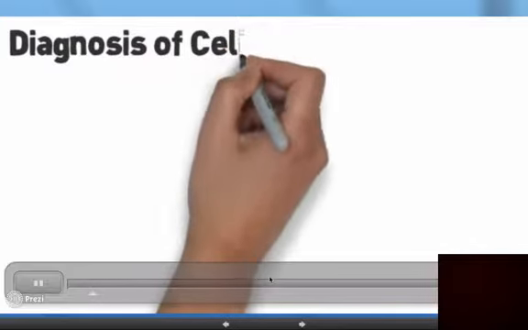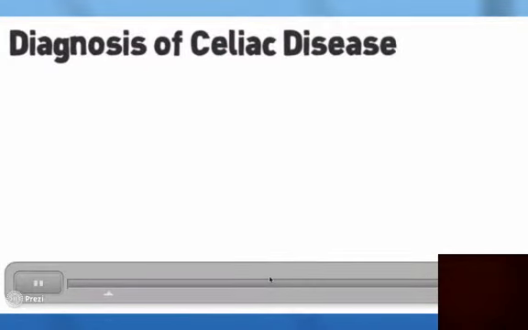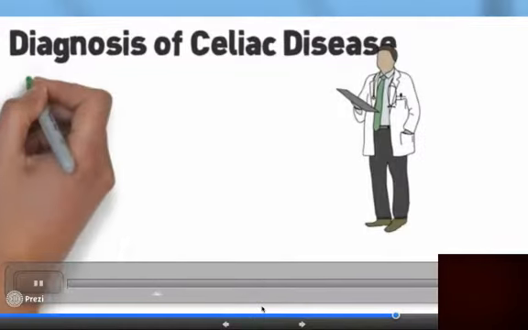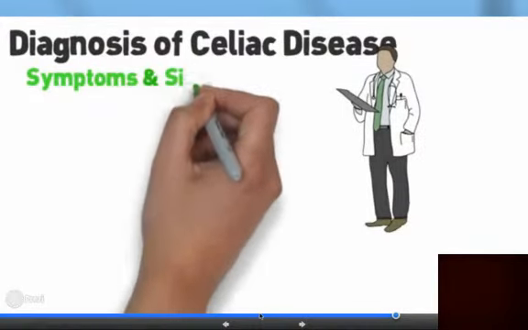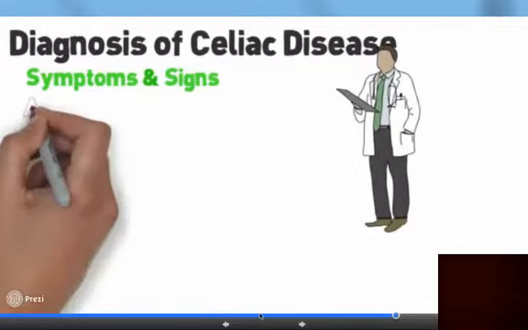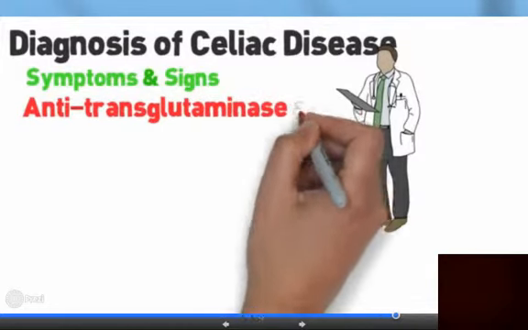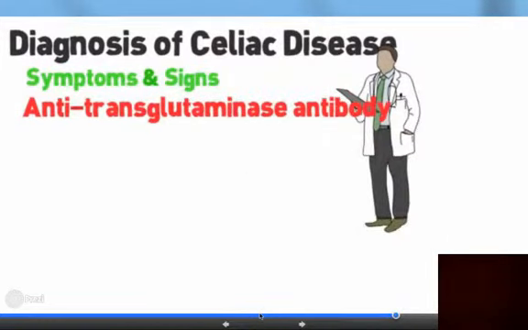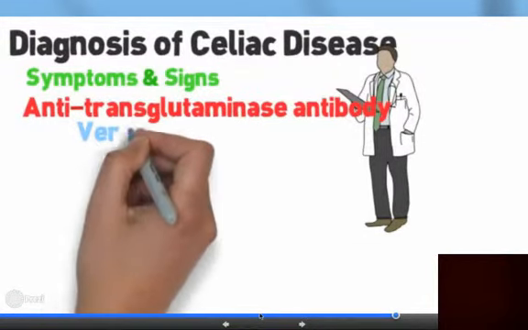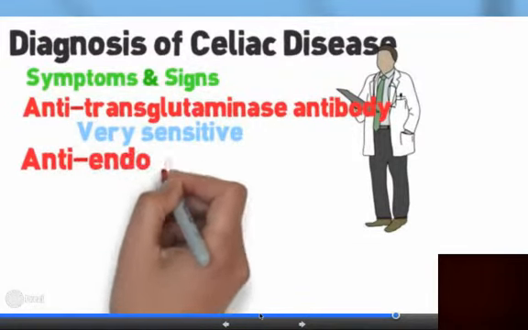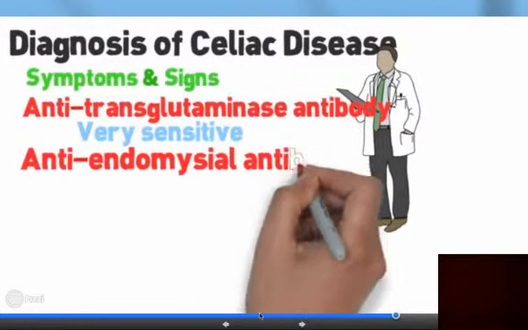Now, how do you diagnose celiac disease? Well, celiac disease is diagnosed first off by what symptoms you have, just to see what's causing this and what your symptoms could be related to. And your doctor should take a thorough history and do a thorough physical to try to assess whether you have celiac disease or not. In addition, we can get antibody studies, so an anti-transglutaminase antibody, as well as an anti-endomysial antibody. Anti-transglutaminase antibody is very sensitive, meaning if it's negative for you, it's unlikely that you have celiac disease. But an anti-endomysial antibody is very specific, meaning if it's positive for you, it's very likely you have celiac disease.